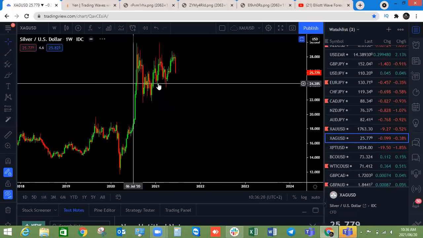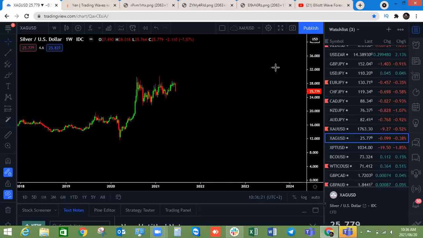Silver. So silver, we are simply in this corrective structure. We looked at this one to be a diagonal, and it's still a valid diagonal, by the way. 1, 2, 3, 4, 5. But that diagonal is only making an A move like that. The B is as follows.